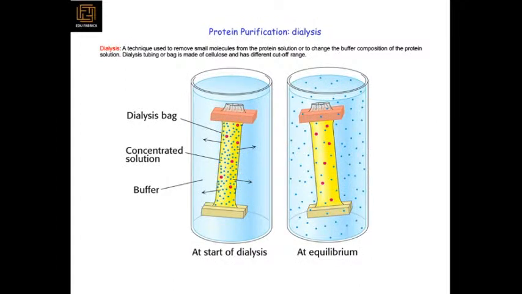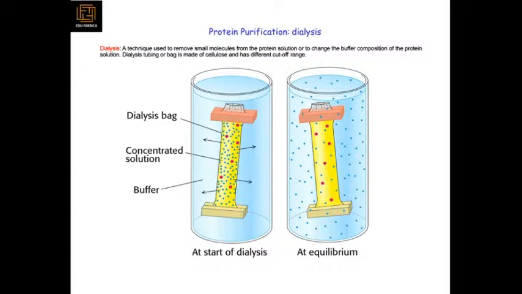So we have a lot of different ways of purification of your protein: via chromatography, via dialysis, via HPLC, via mass spectrometry. There are various gel electrophoresis methods as well. We will discuss them one by one today.